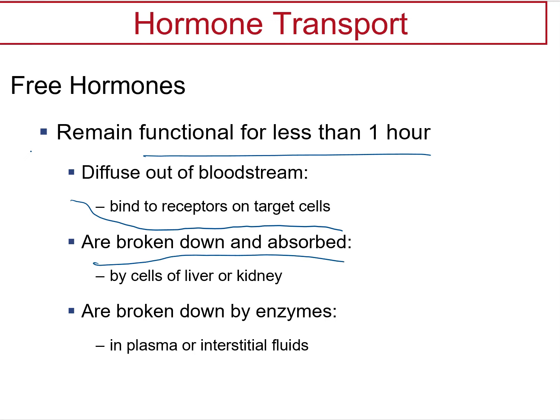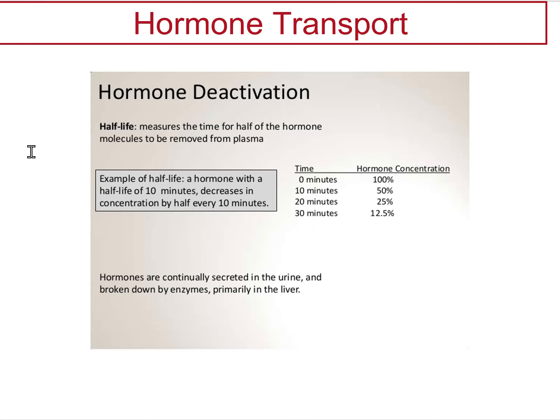Some are broken down by the liver or the kidney. One of your liver's jobs is to detoxify, and the kidney can also break down and eliminate hormones and their byproducts in your urine. And then some are broken down by enzymes. But if we're looking at how long a hormone works, we look at something called a half-life.